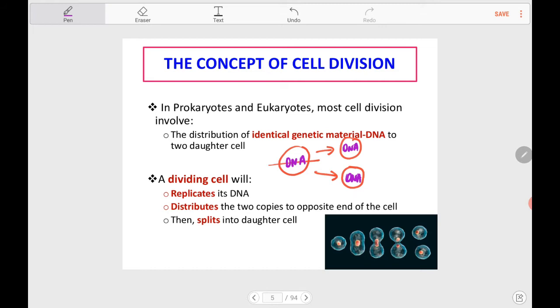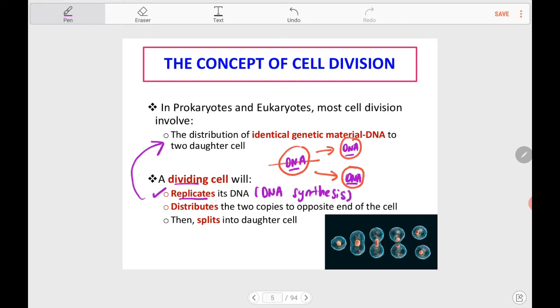Okay, next, a dividing cell will replicate its DNA. So ini berkaitan dengan point yang pertama tadi, iaitu apabila cell divide, untuk dia pass dia punya DNA ke dua daughter cell, so parent punya DNA perlu replicate dahulu. So replication ini yang kita panggil sebagai DNA synthesis.